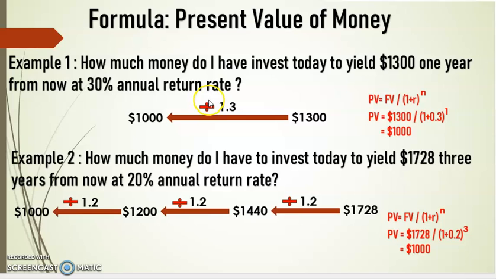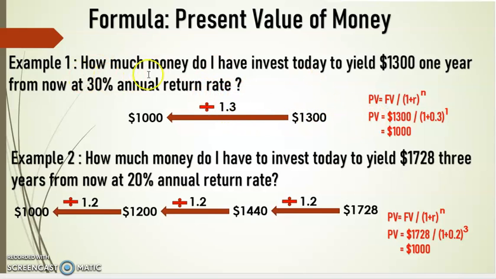Next, the present value calculation using the formula. As I told you before, you just change the subject of the formula, from future value to present value. The present value is equal to the future value divided by 1 plus r to the power n. The n is the number of years or number of periods. The r is the annual rate of return or the weighted average cost of capital.